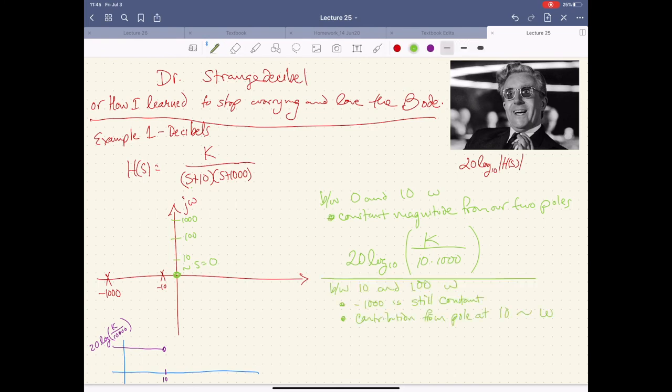Well, okay, so if I look between like 10 and 100, right, the contribution from the pole at 10 down here is roughly going to start being about as much omega as I have going up, right? They're going to be roughly equivalent to each other. And then as I look at the negative 1,000 pole, this is still an order of magnitude off right here, between here and here. So, you know, it's not exact, but it's close enough, okay? And it's close enough to make this assumption that this essentially turns into 20 log base 10 of K over what is effectively omega now times 1,000.